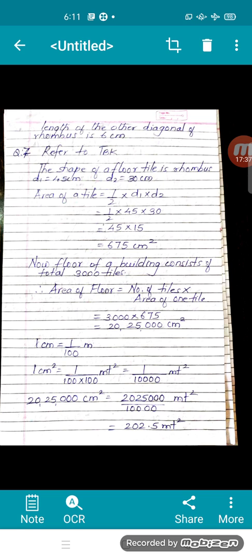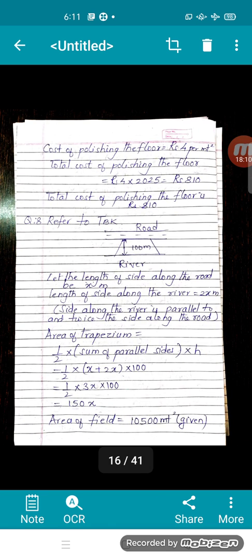First point is clear. Now, the floor of a building consists of total how many tiles? 3000 tiles. So area of floor is equal to number of tiles into area of one tile. 3000 into 675. This is in centimeter square, convert into meter. So you get the answer 202.5 meters square. So cost of polishing floor is rupees 4 per meter square. So total cost will be rupees 810. Following?